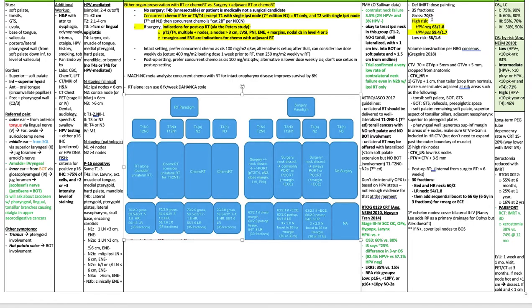Techniques: treatment planning, definitive IMRT dose painting, 35 fractions. Gross is 70 at 2 gray per fraction. High risk for HPV positive says 59.4. For HPV negative says 63. Low risk gets 56.